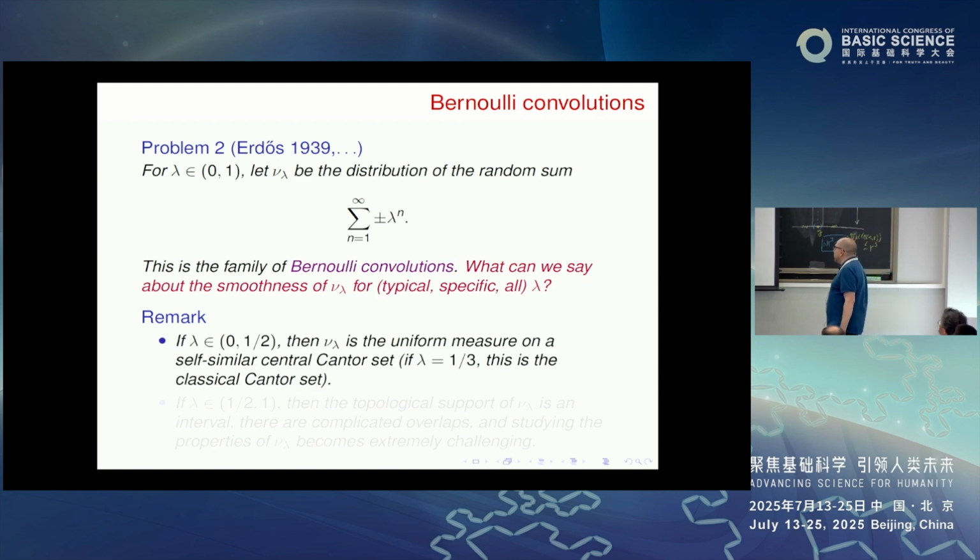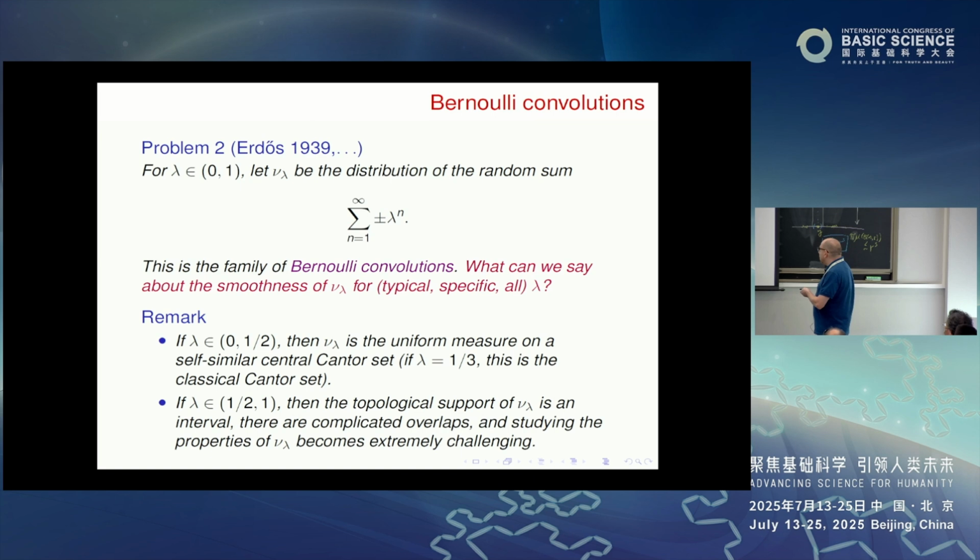And there are two very different regimes in studying this family. If lambda is at most 1/2, and not 1/2, so strictly less than 1/2, then the distribution lives on a Cantor set of the type that we saw in the previous slide. So in particular, the topological support of mu lambda is a Cantor set that has 0 measure, and so mu lambda is definitely singular. For example, if lambda is 1/3, the measure you get is, up to an affine change of coordinates, just the natural measure on the ternary Cantor set.